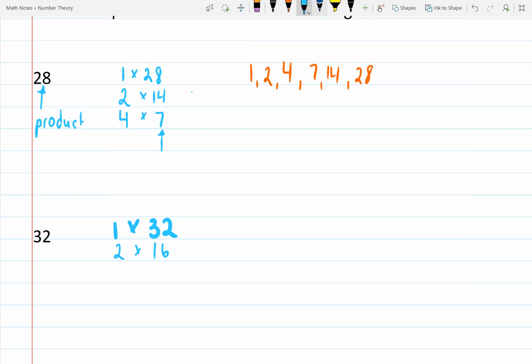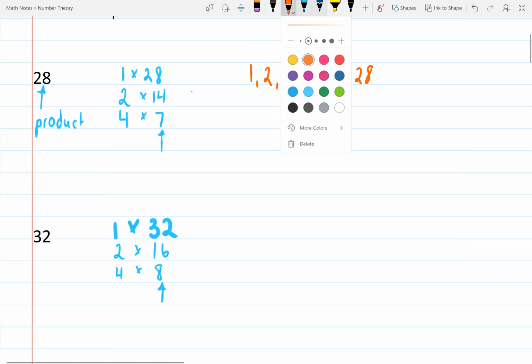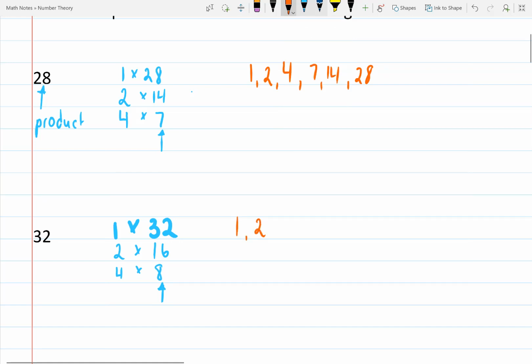3. Does 3 go into 32? No, 32 is not divisible by 3, so 3 is not a factor. Well, 4 is a factor. 4 times 8 is equal to 32. And then we can check for 5, no. 6, no. 7, no. And now we're back at 8. So we know that we found all of the factors of 32. And then we can write and list the factors right here: 1, 2, 4, 8, 16, and 32. Those are the factors for the number 32.